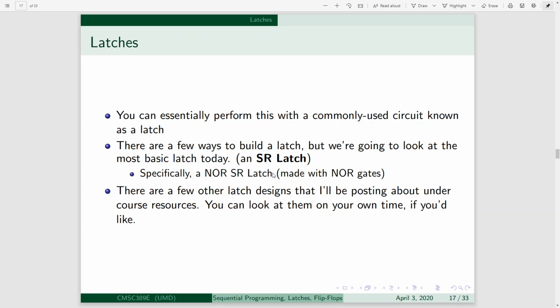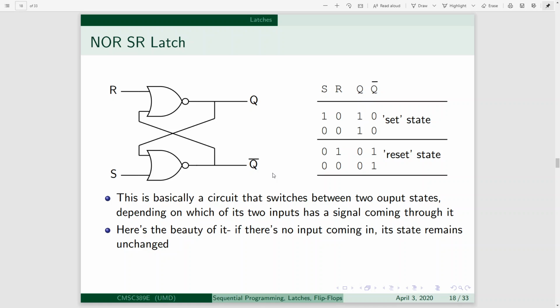There are a few other latch designs that I'll probably be throwing up on the course website. Maybe, maybe not. I feel like it wasn't that useful last year. But if I get some demand for it, I can just throw them up. You can look at them on your own time, because there are multiple ways to implement something like this. But again, keep in mind our requirements here, what we need. And this circuit looks kind of ridiculous at the outset, but I promise it's not so bad.